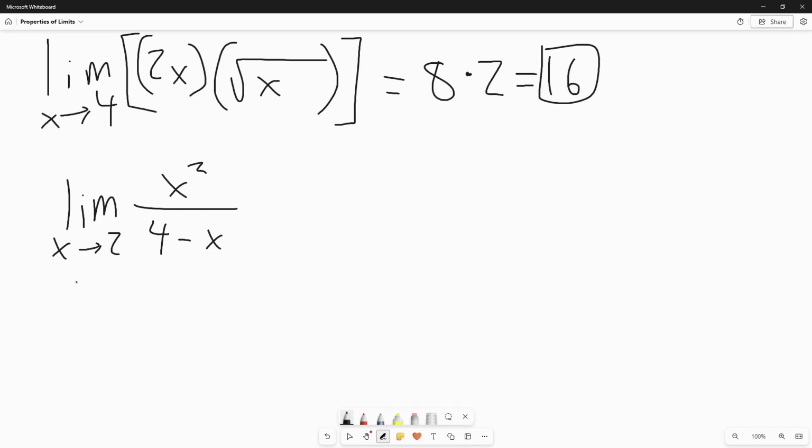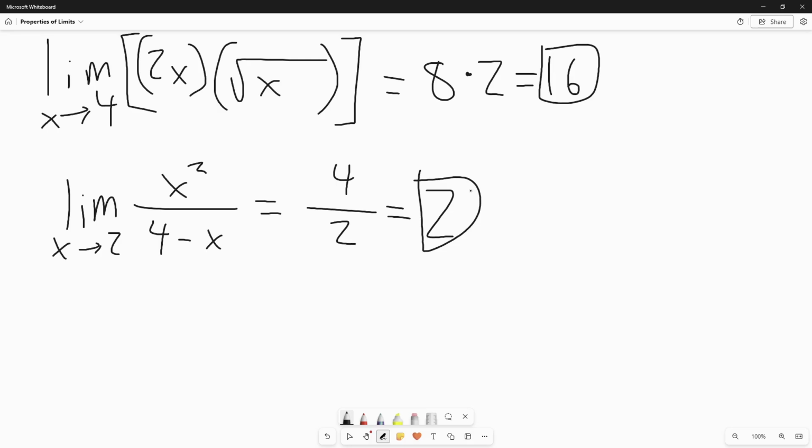And for the second one, I've written the limit as x approaches 2 of x squared over 4 minus x. And this is going to be equal to, well, we learned that if we have the limit as x approaches anything of a function divided by another function, we can split them up, just like we did for addition and multiplication. So first, the fraction is going to be the limit as x approaches 2 of x squared, which is going to be 4. And the denominator is going to be the limit as x approaches 2 of 4 minus x, and this is going to be 2. So you get 4 over 2, which is just 2.